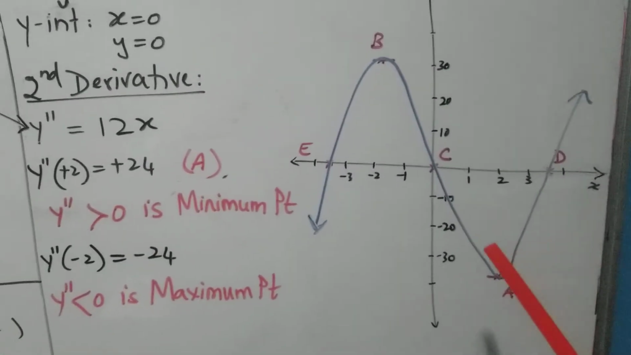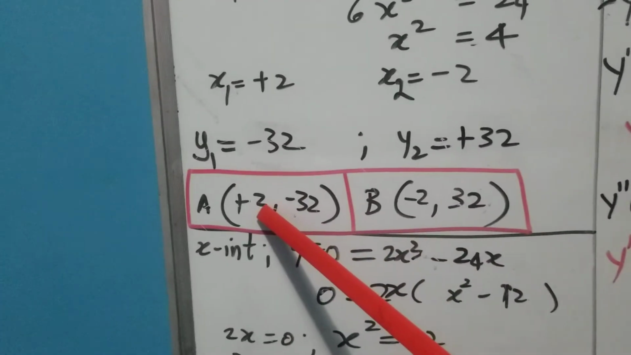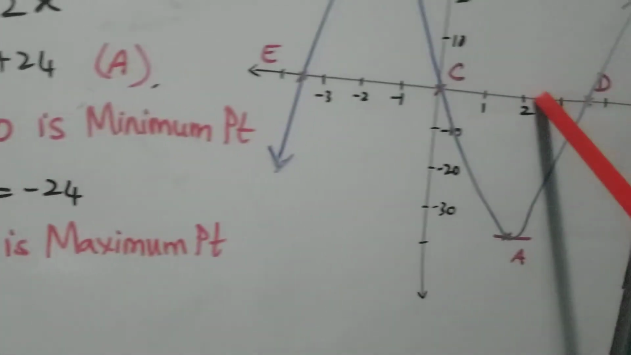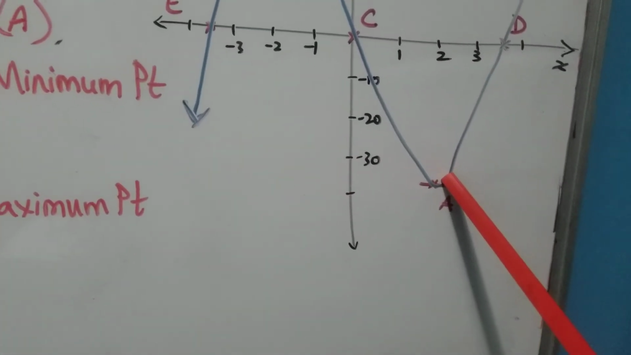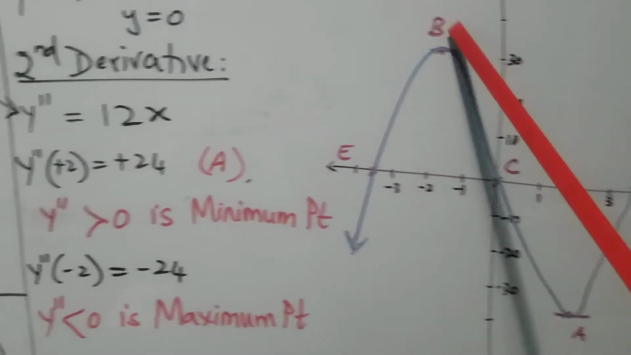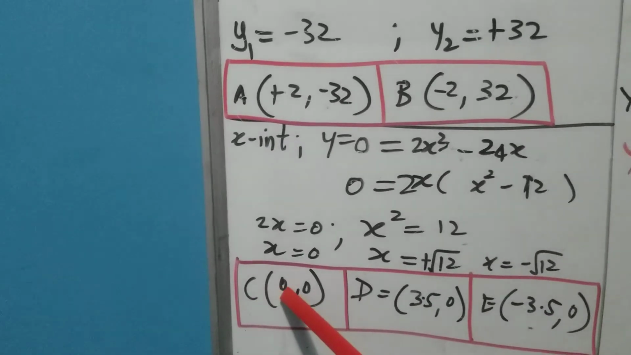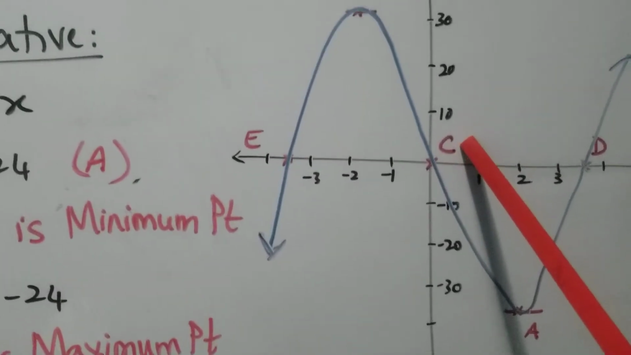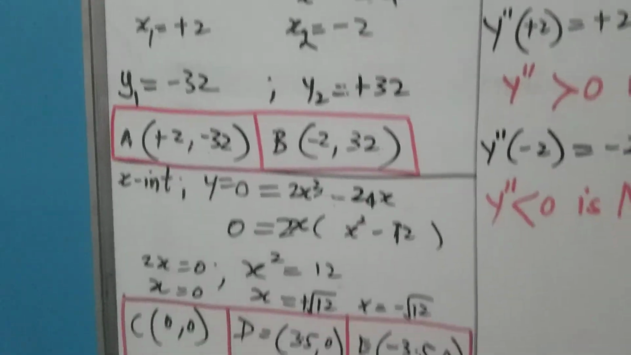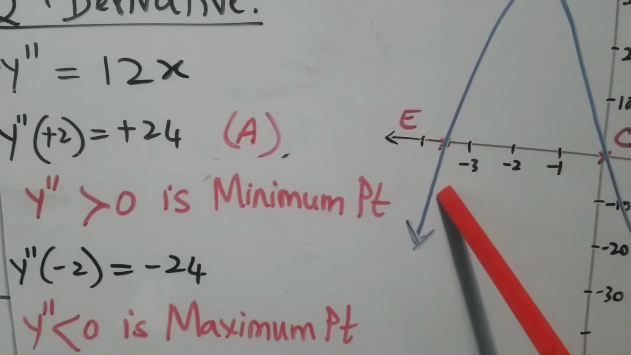We go and mark all the points there. So A is the minimum, positive 2, negative 32. It's not very accurate. Negative 2, positive 32 is the maximum, B. And we have the x-intercept, which is 0, 0. X-intercept 0, 0 is point C. 3.5 and 0 is D, and negative 3.5 and 0 is E.